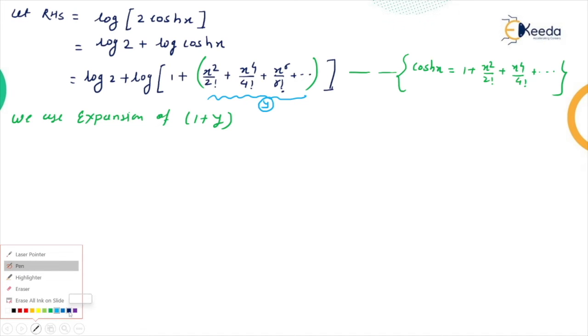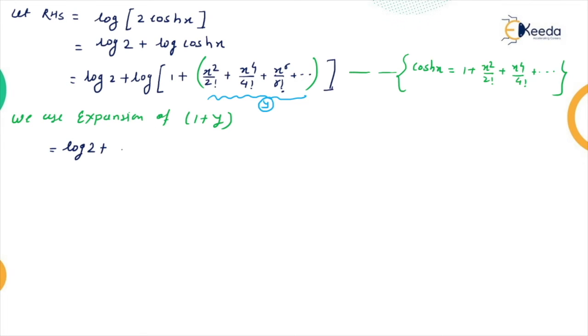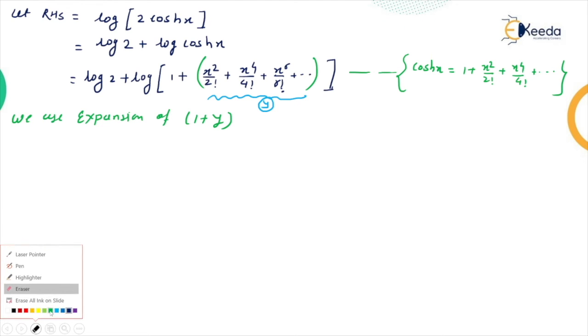Now let me start the expansion. So this can be written as log of 2 plus log of this bracket, which goes to be assigned with y. So therefore we get 1 plus y. It's a bracket expansion, guys. We use the expansion of 1 plus y directly. And what is the expansion of 1 plus y?